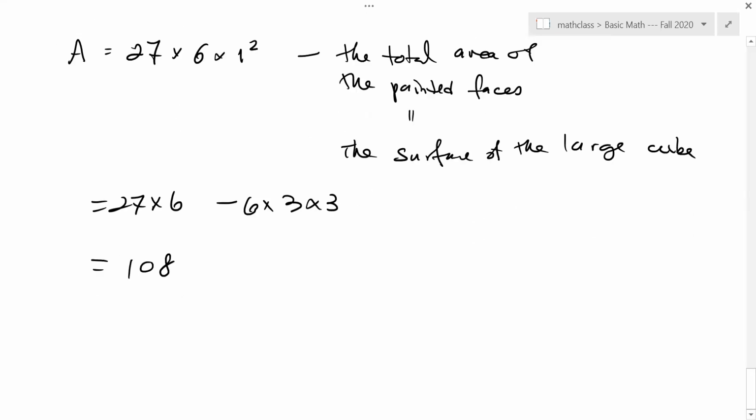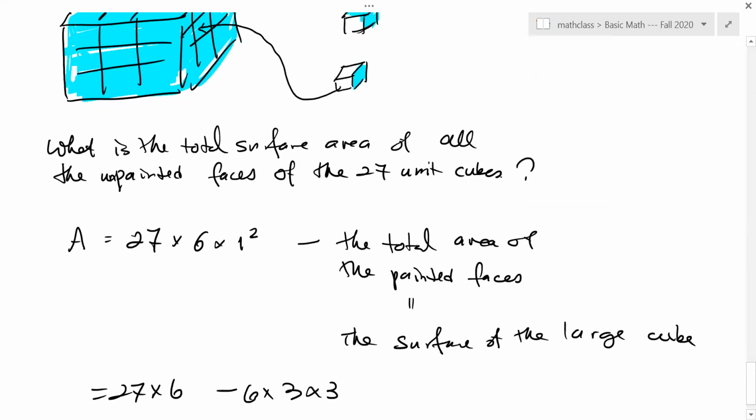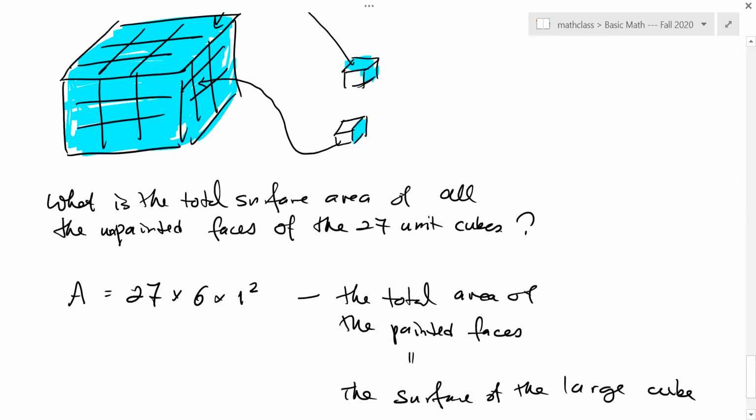So 108. Okay. So the idea is, instead of finding the total surface area of unpainted faces, you find the total surface area of painted faces. But those painted faces of these 27 unit cubes, if you put them back, they form the surface of the whole larger cube. So you can use the larger cube to find the area.